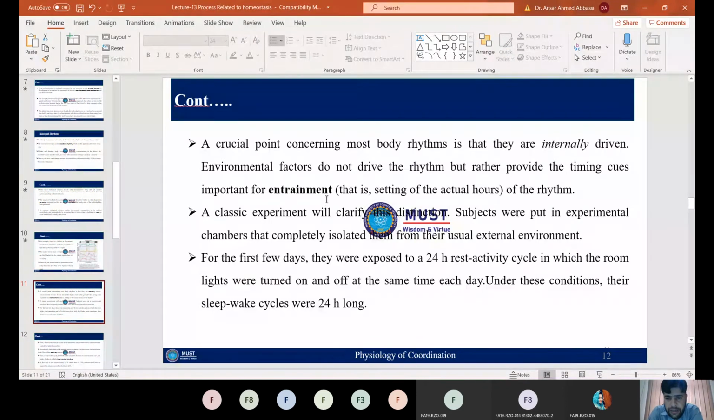Another important point regarding body rhythm is that the rhythms are internally driven processes in the body. Environmental factors don't drive the rhythm, but they provide the timing cues, and these timing cues are very important for entrainment. Entrainment means setting the actual hours of the rhythm.